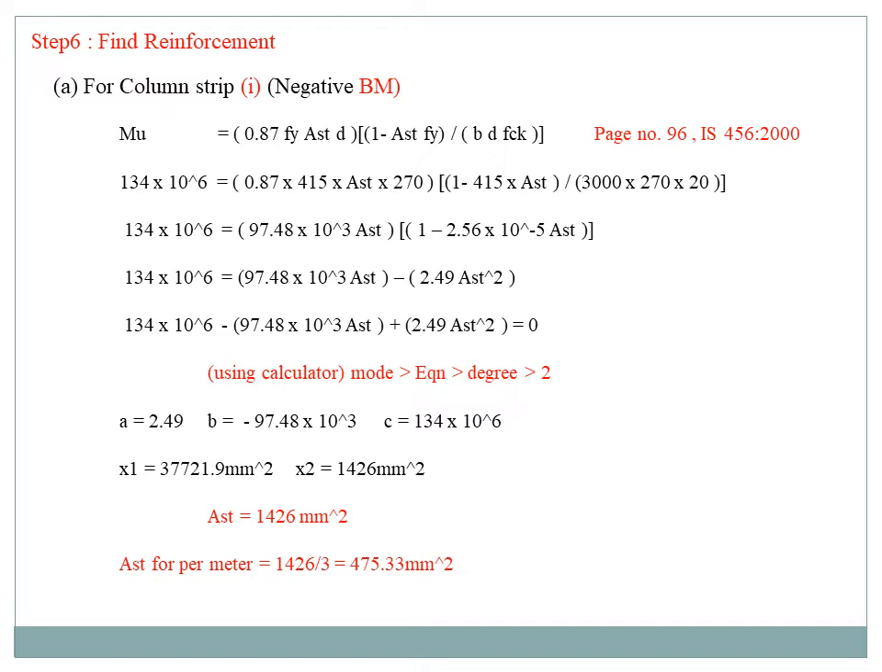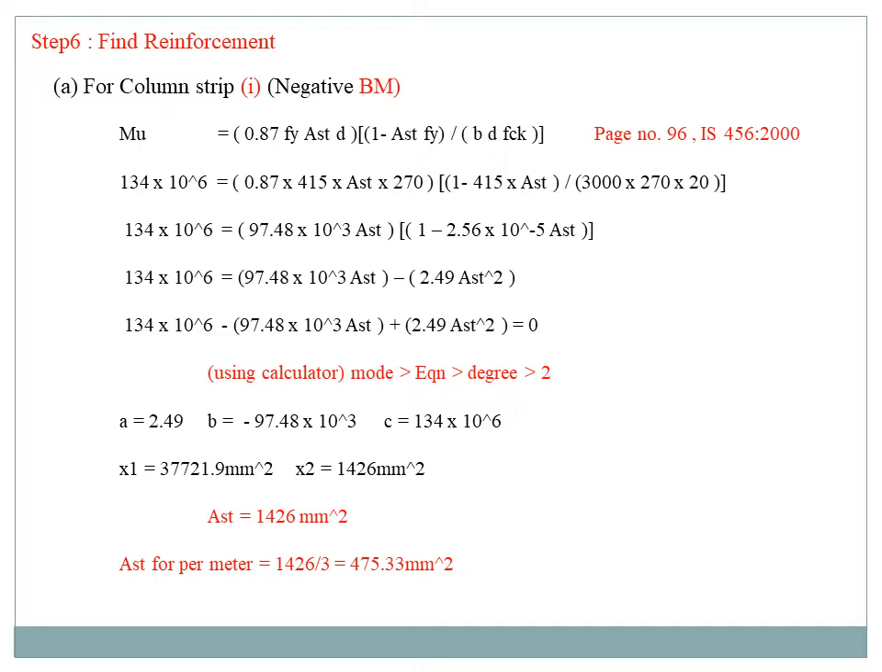Then AST is the constant, because in this step we need to find out the AST value. So D is equal to effective depth, which is 270 mm. So 1 minus AST into 415, divided by BD into FCK. B is equal to 3000 mm, D is equal to 270 mm, and FCK is equal to 20 Newton per mm square. So finally we got one equation mode form.